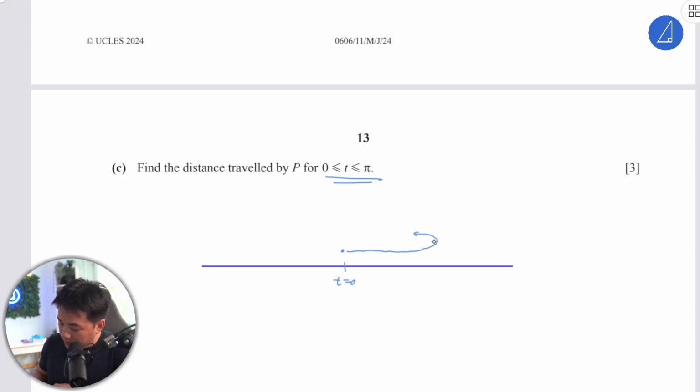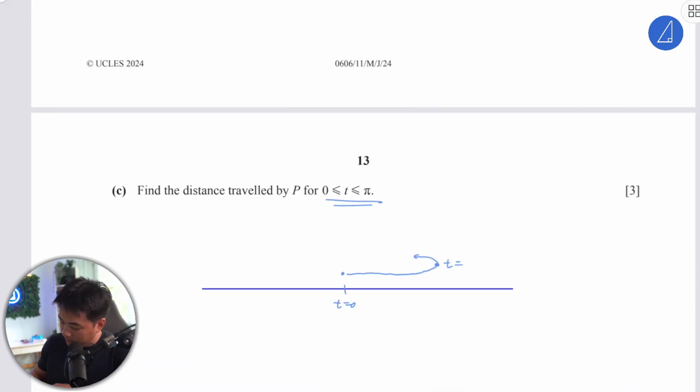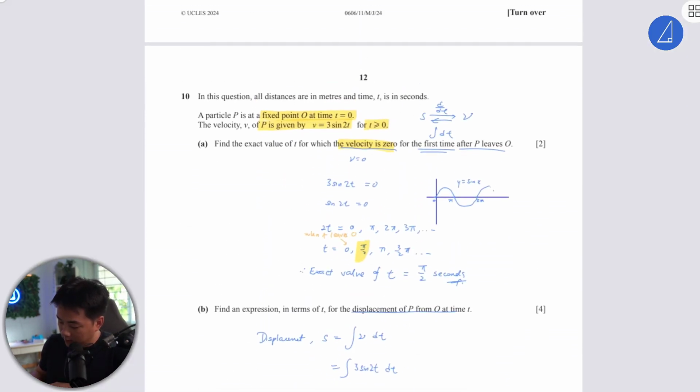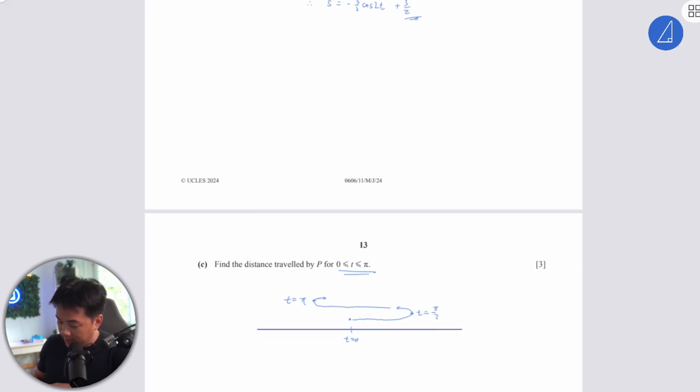Now the moment it changes direction is where t equals pi over 2, the first time. Then it travels again. Then the next time it changes direction is where t equals pi. Take note of this. So t equals pi is the second time it changes direction. Then the third time it changes direction will be 3 over 2 pi. So that's the idea there.